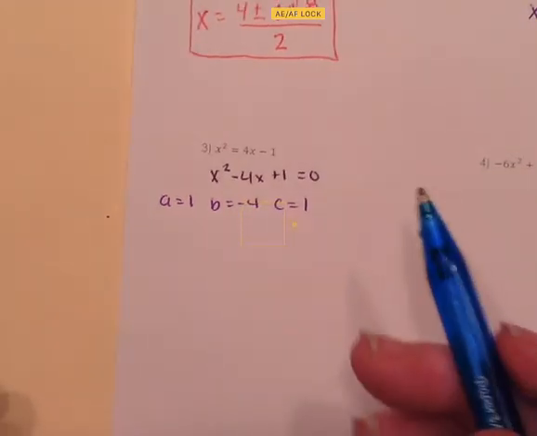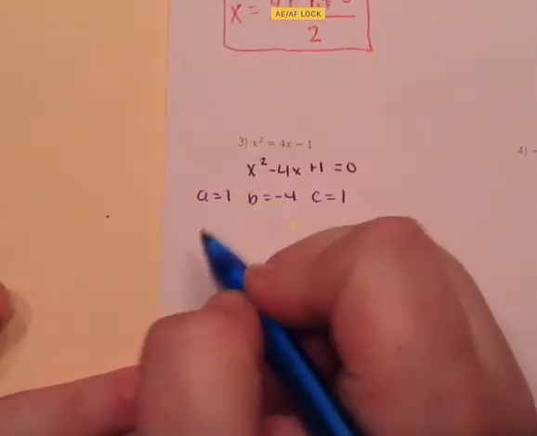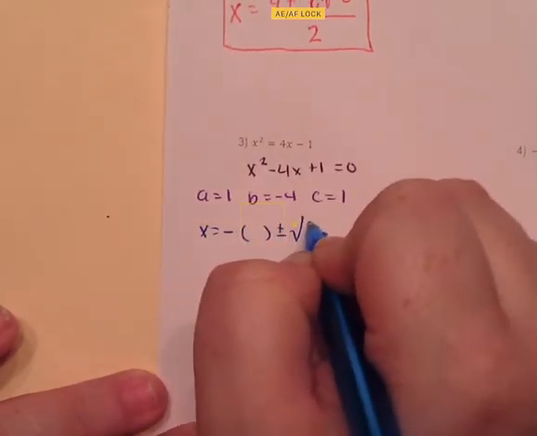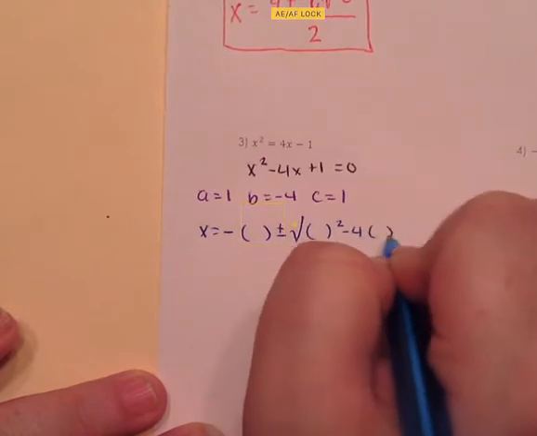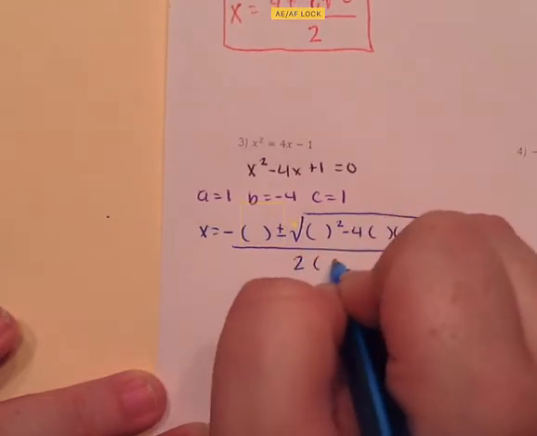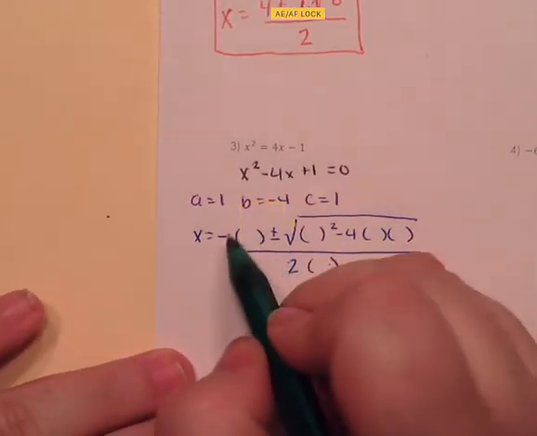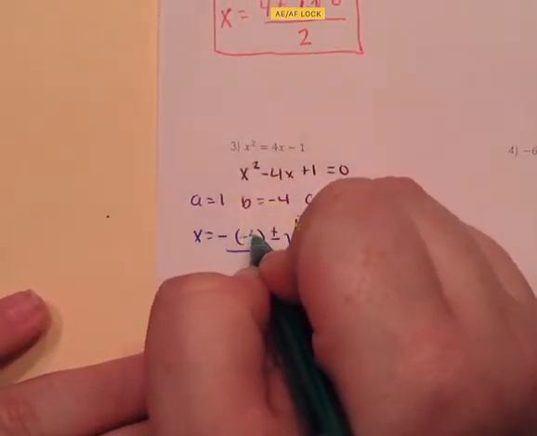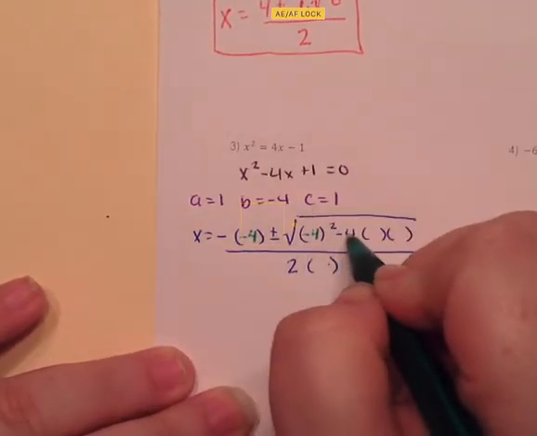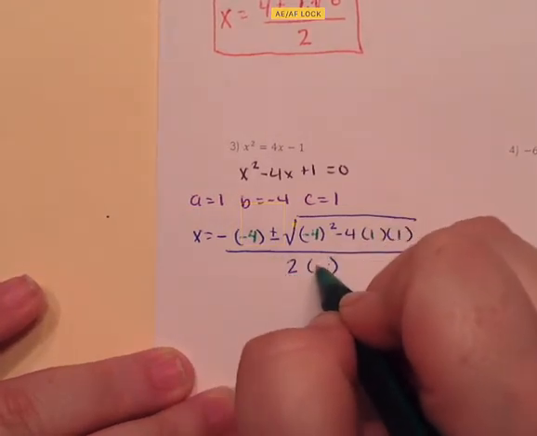So I'm going to take the quadratic formula, and everywhere I see an a, b, or c, I'm just going to put the parentheses. So x equals negative parentheses plus or minus the square root of parentheses squared minus 4 parentheses, all over 2 parentheses. I'm going to put the value for the letter that it's associated with. So it's negative b, so I'm going to put negative 4 inside the parentheses, plus or minus square root of b, so I'm going to put the negative 4, squared minus 4a, so I'm going to put the 1, c, I'm going to put the 1, all over 2a, I'm going to put the 1.